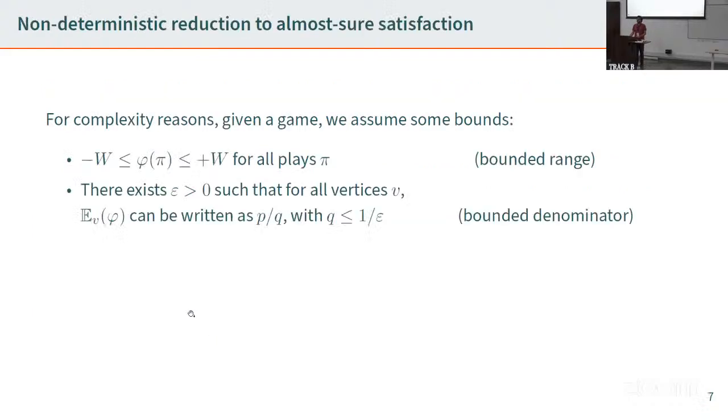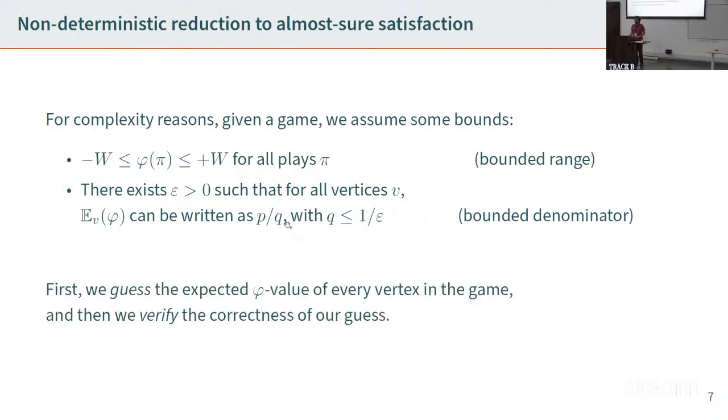I'll just state some assumptions that we had. For complexity reasons, if you're given a game, we'll assume some bounds on the objectives. We'll assume that the range is bounded and the denominator is bounded. That is, for every play that happens in a game, the value of the function is between some constant minus w and plus w, and there exists some value epsilon such that the expected value of every vertex can be written as p over q, and q is at most 1 by epsilon. So we are bounding the denominators of the values of the vertices. And our process is as follows: we guess the expected value of every vertex, and we'll show how you can verify them.